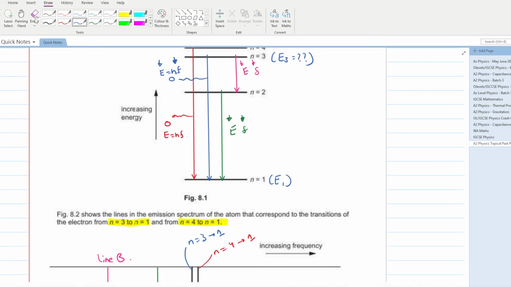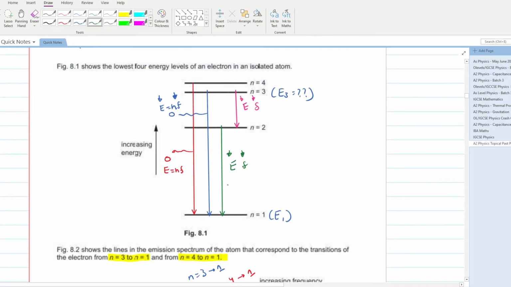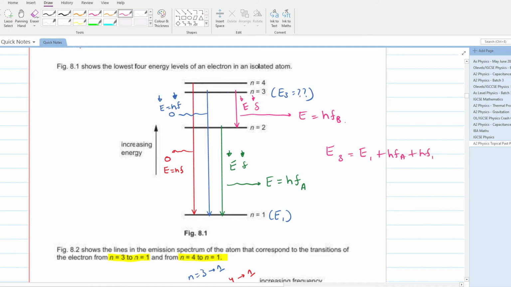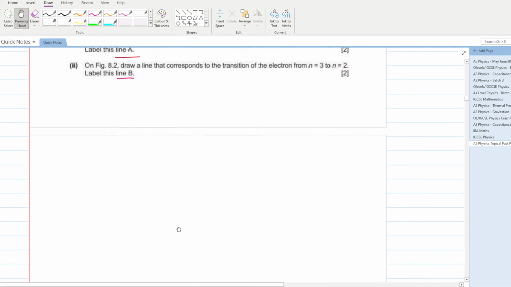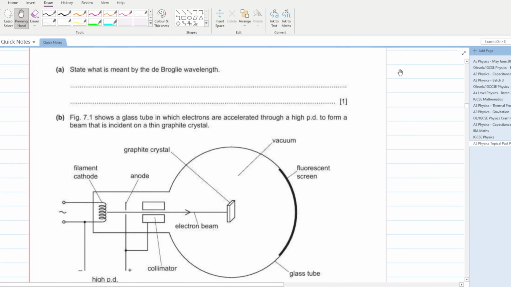And you know that this transition from n equals 2 to 1 is releasing an energy that is equal to hFa, because the frequency of emission for the first line A was Fa. And you also know that this transition is releasing an energy of hFb. If you sum up all these energies, it will be equal to E3. E3 is equal to E1 plus hFa plus hFb. Let's take h as common: E3 equals E1 plus h(Fa plus Fb). Simple as that, nothing complicated. Let's further move to the next question.